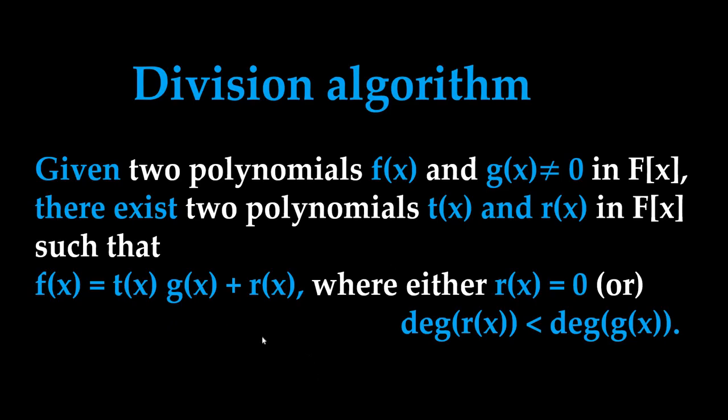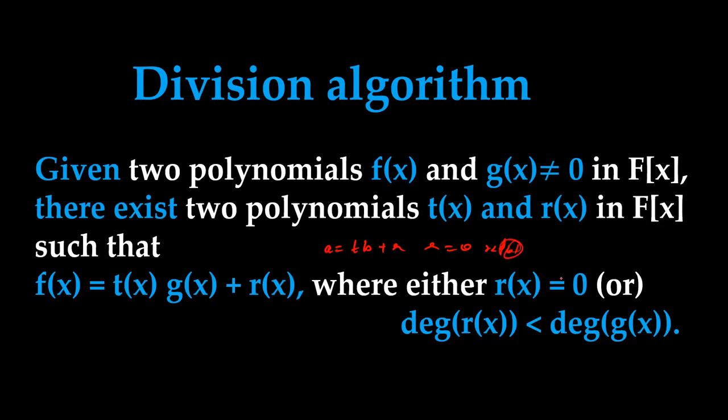Now this is the same as the Euclidean algorithm in the case of integers, where, given integers a and b, you can find two more integers t and r such that a is equal to tb plus r, where either r is 0 or modulus of r is less than mod b. In the polynomial case, degree is a non-negative number, so there is no need to have the modulus symbol.